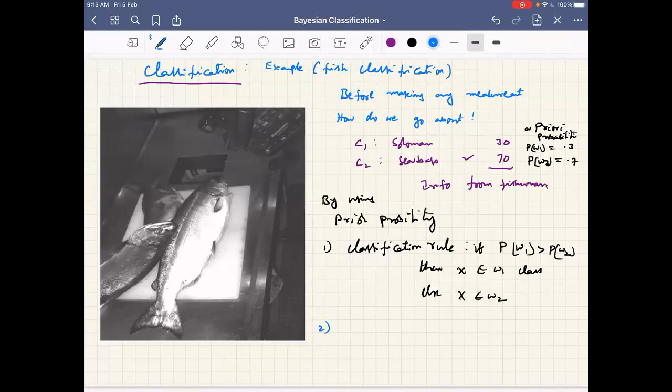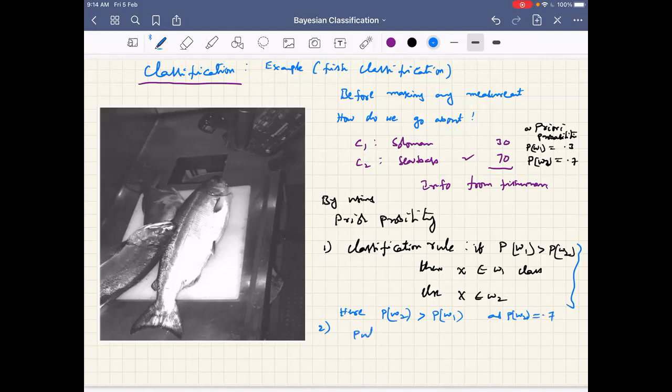70%. Because this rule, what does this rule do? If I apply this rule now, what does this rule enforce in this scenario? That means here you have P of omega 2 greater than P of omega 1. In this example, P of omega 2 is equal to 0.7. So the rule says what?